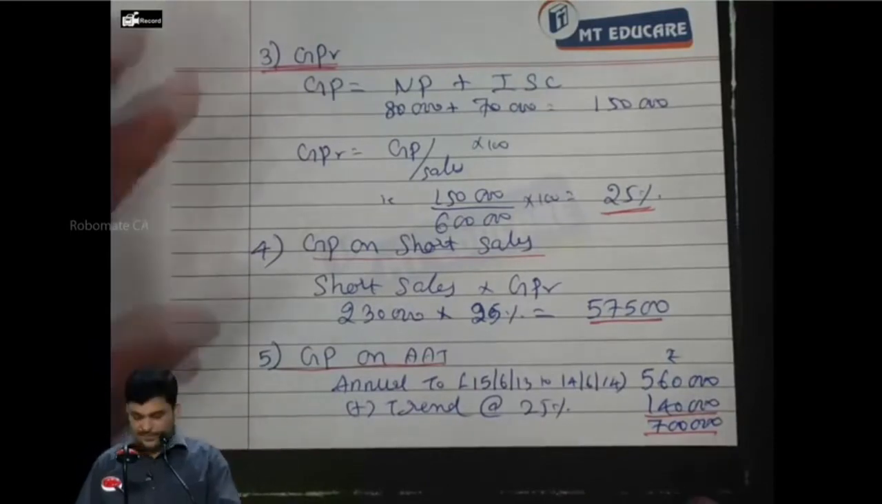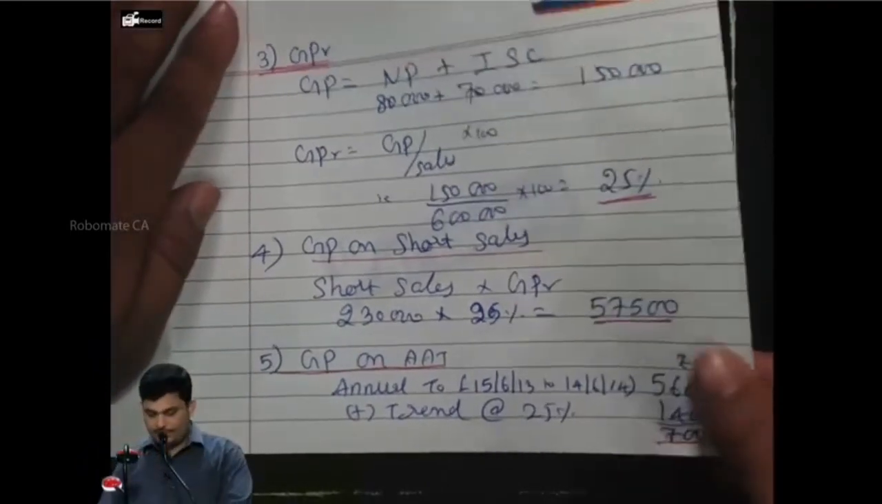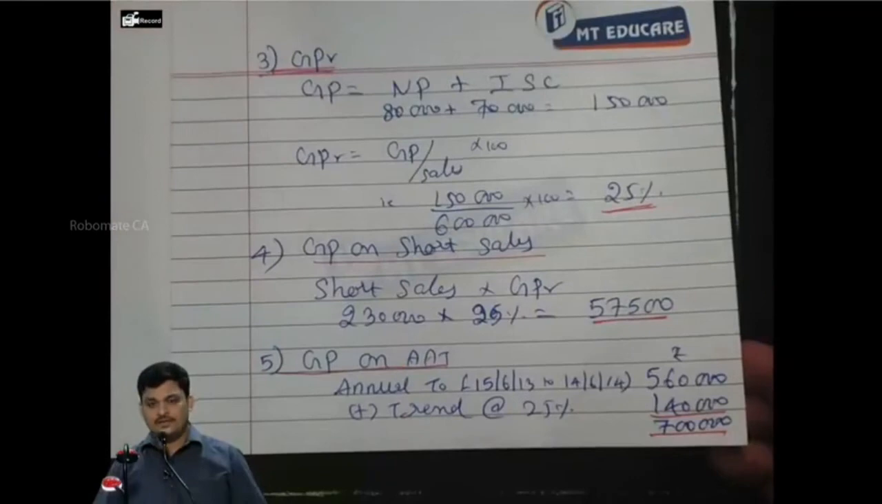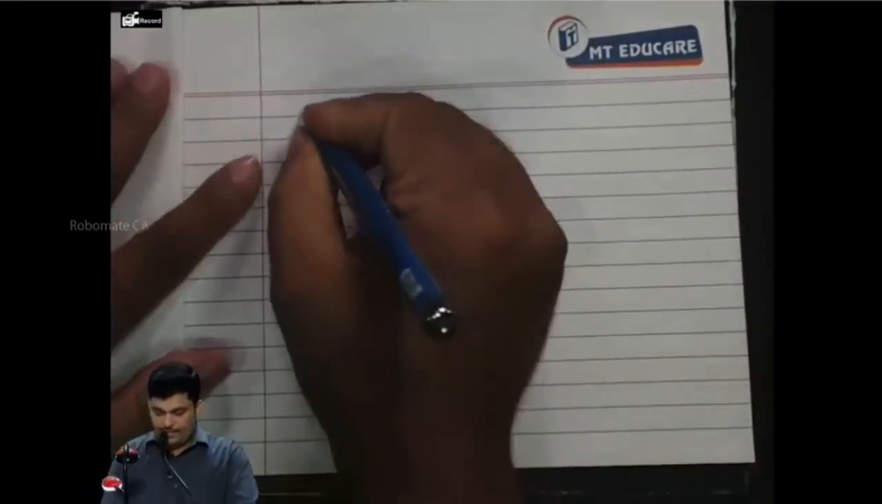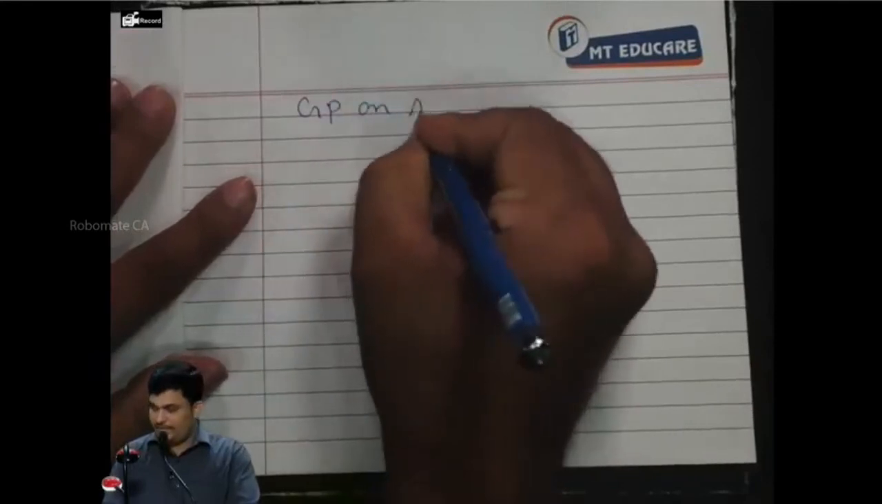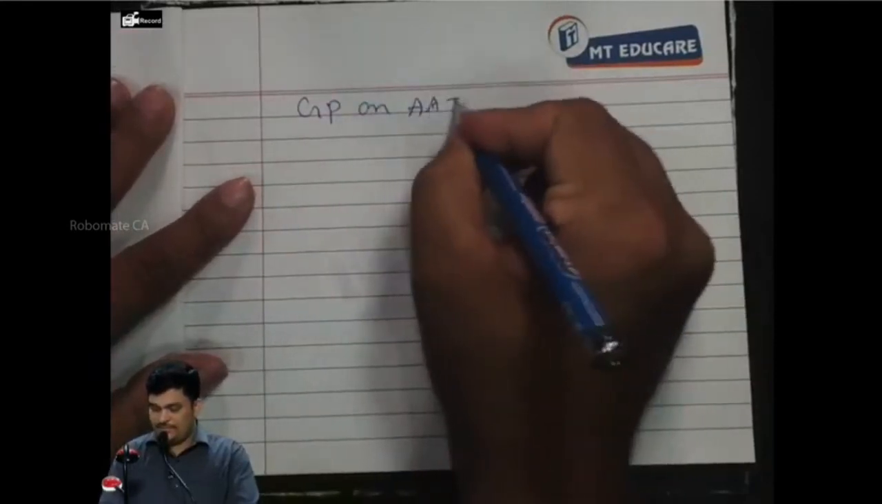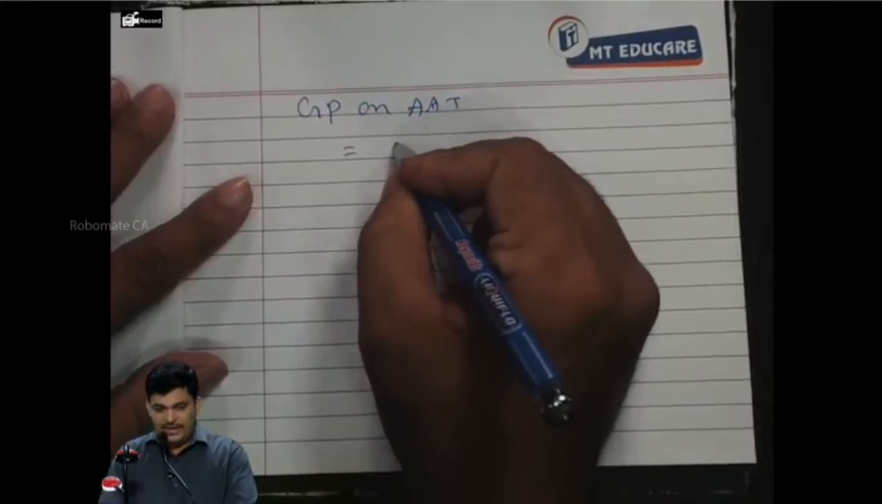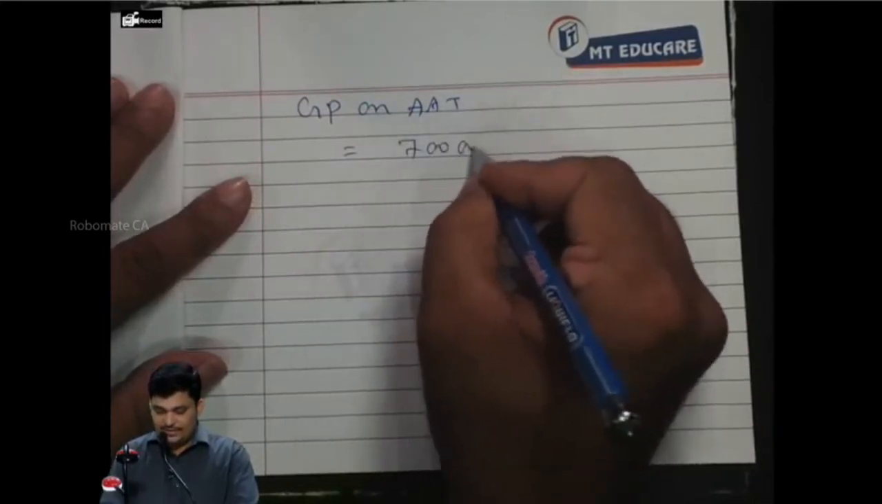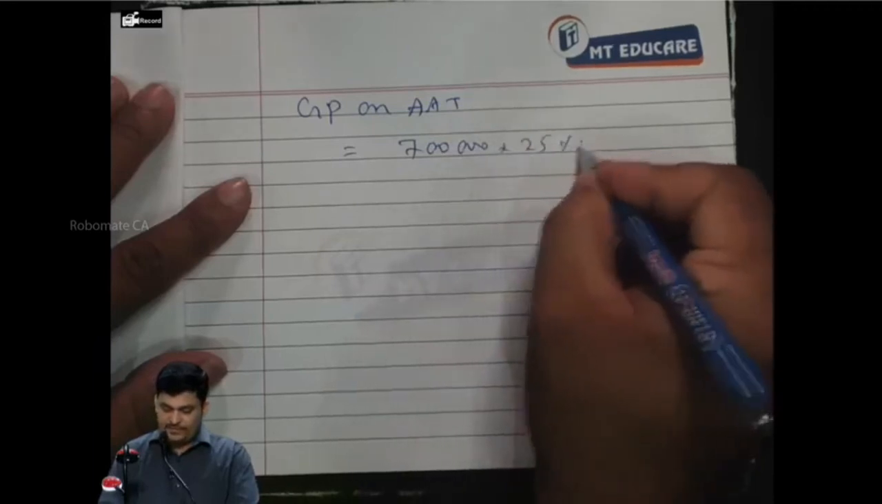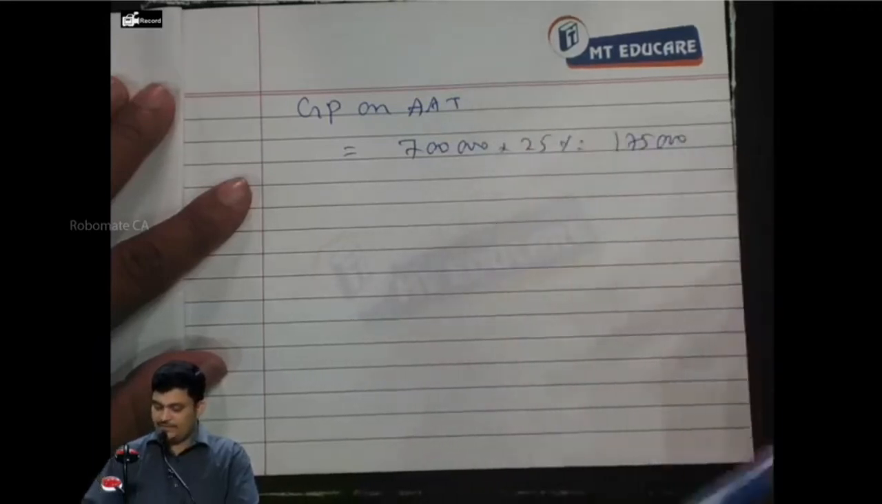Right? Now GP on AAT. GP on AAT will be AAT into GPR. How much is AAT? 7 lakhs into 25%, that is 1,75,000.